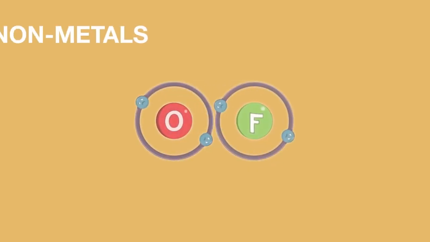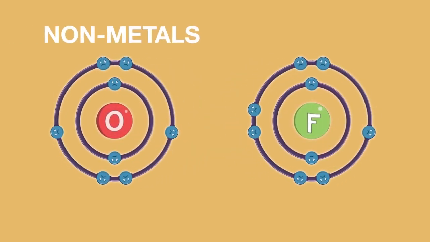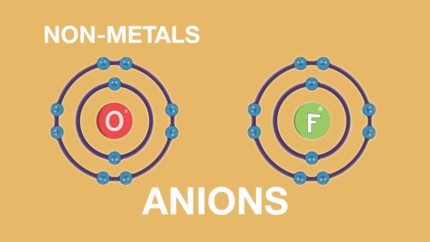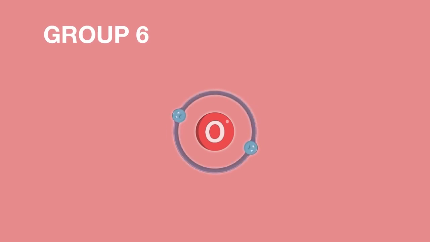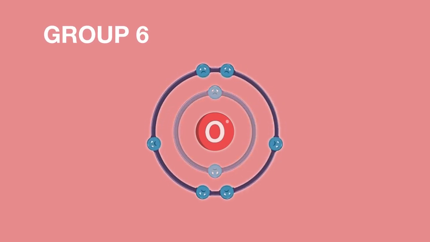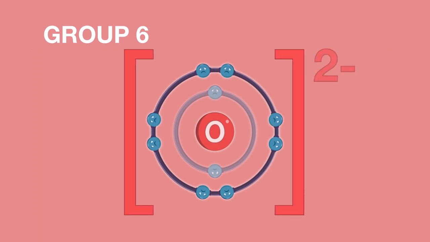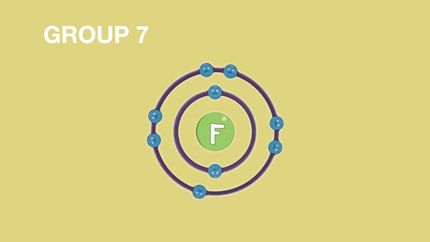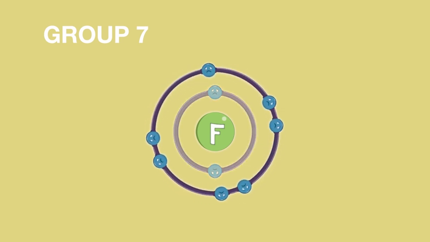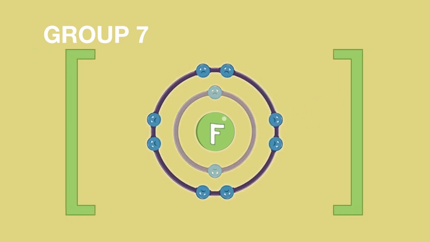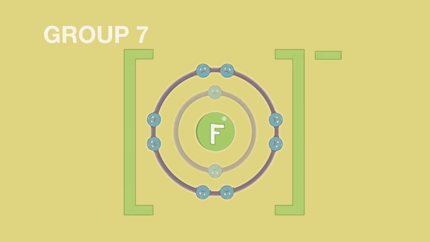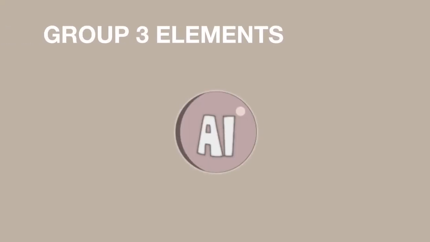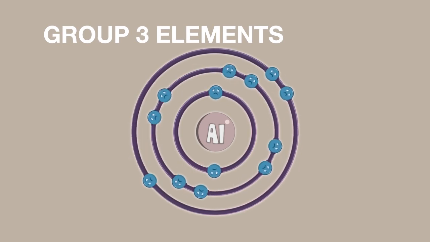Then nonmetals: oxygen is a nonmetal, fluorine is a nonmetal, because they gain electrons. They are called anions. Group 6 are nonmetals, and oxygen has just gained 2 electrons to form an oxide ion. This is fluorine, which is group 7, a non-metal. It gains 1 electron to form a fluoride ion with a net charge of -1.